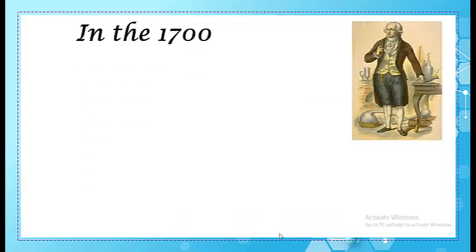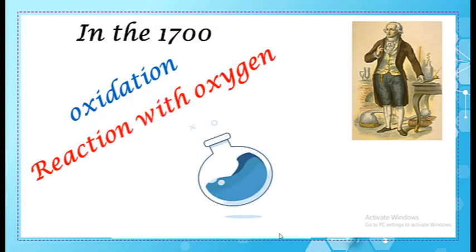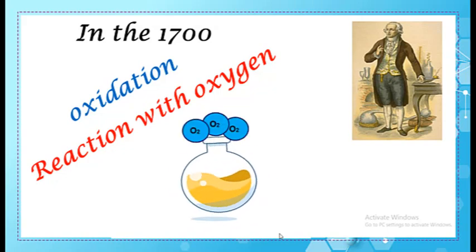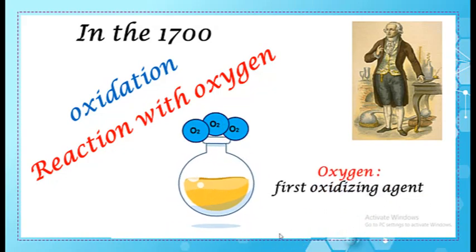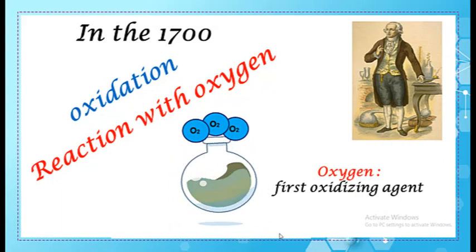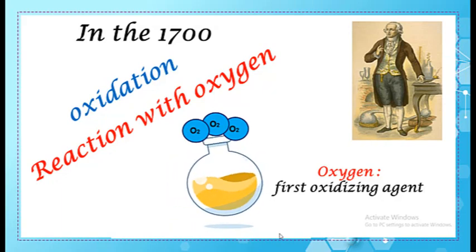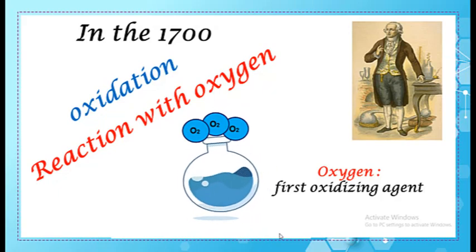In the 1700s, the word oxidation originally meant the reaction with oxygen, where oxygen is added to a compound. This was because oxygen was first known as an oxidizing agent. However, the definition of oxidation has become more general these days, including other types of reaction. Through our lesson today, we will discover more about oxidation reduction reactions.